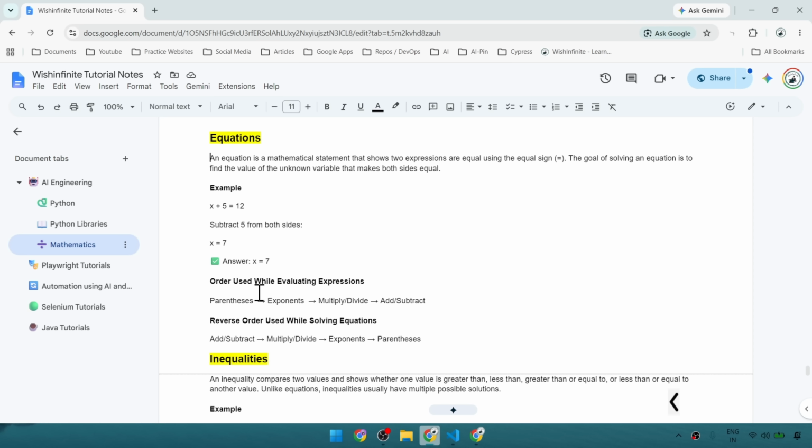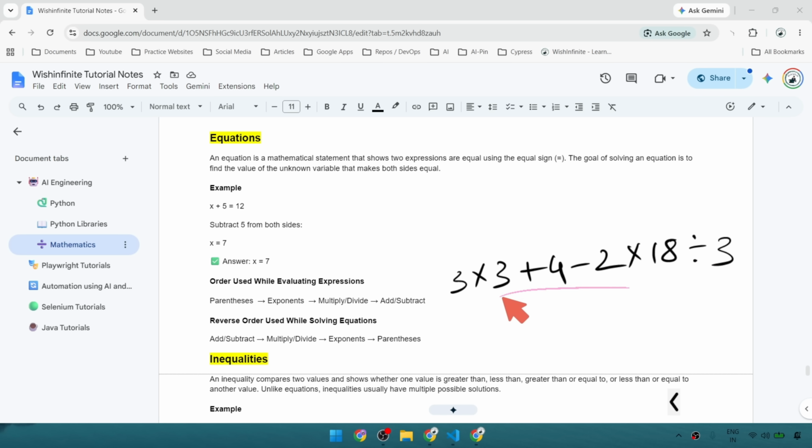Usually whenever you have some mathematical expression, let's say 3 into 3 plus 4 minus 2 into 18 divided by 3, to evaluate it we follow one simple rule. First we solve the parentheses, then exponents, then multiplication and division, and at the end we solve addition and subtraction. So this rule we have been using from the very start, right? Whenever we want to solve any mathematical expression, we simply use this particular rule.